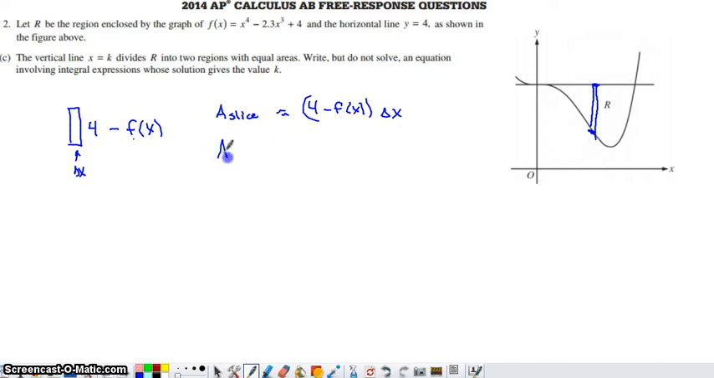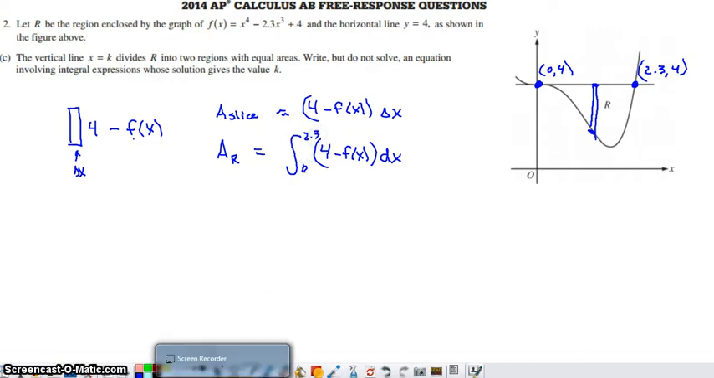Now that would be the area of one slice. We want to add together the areas of many to find the area of region R. So we're going to use the definite integral as a tool to add together an infinite number of these slices' areas. So we're just going to integrate this expression. The delta x is going to become a dx. Our limits of integration are going to be the x value at this intersection up to the x value at this intersection. And from the first couple pieces of this problem, that would be 0, 4, and 2.3, comma 4. And so our limits of integration will be 0 and 2.3.